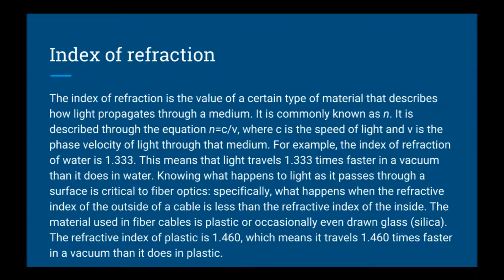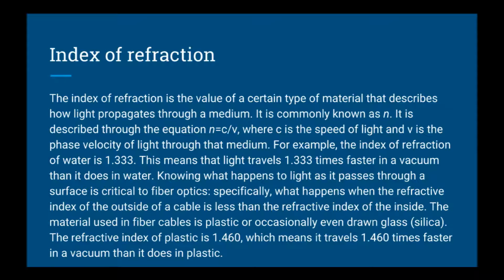The index of refraction is the value of a certain type of material that describes how light propagates through a medium. It is commonly known as N. It is described through the equation N is equal to C over V, where C is the speed of light and V is the phase velocity of light through that medium. For example, the index of refraction of water is 1.333. This means that light travels 1.333 times faster in a vacuum than it does in water.